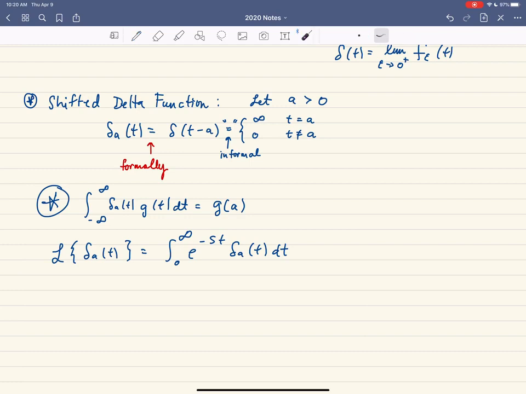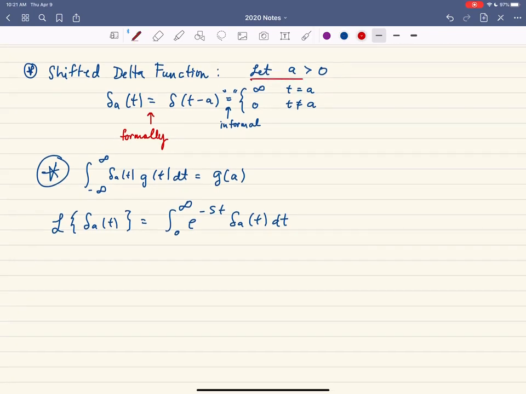If a was negative, that would mean that we're integrating e to the negative st delta a of t, which has, say, infinite mass at a, which is negative, but we're only integrating from 0 to infinity, and so this would still be 0, because you get to actually ignore this part if you're integrating from 0 to infinity. Because we're specifically going to apply these to differential equations and take the Laplace transform, we're going to always assume that a is positive. So that's always going to be a working assumption here.